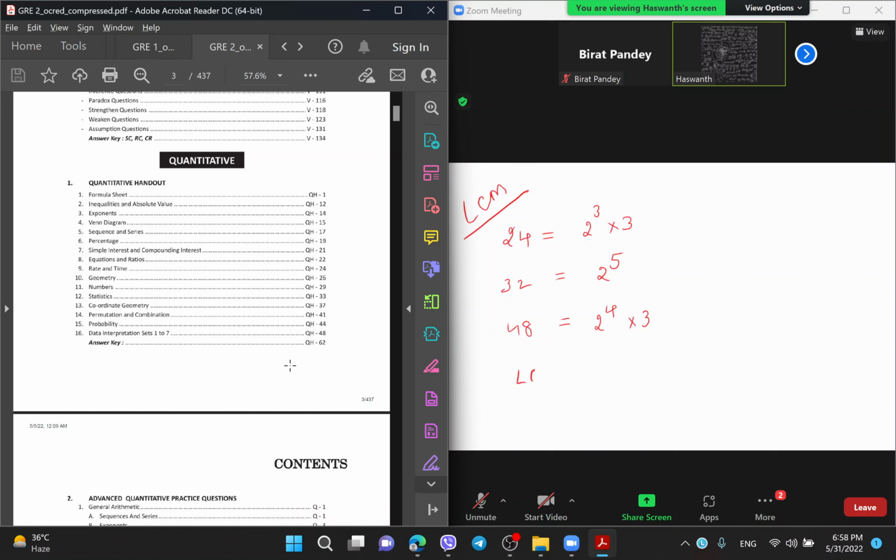Then to find the least common multiple, take the prime numbers involved and raise each to the highest power present. 2 is a prime number involved, raise it to the highest power present, 5. Into 3, another prime number involved, the highest power of 3 is 1. 2 power 5 into 3, 32 into 3, which is 96. So the least common multiple of 24, 32, and 48 is 96. First prime factorize these numbers, then take the prime numbers involved and raise them to the highest power present.